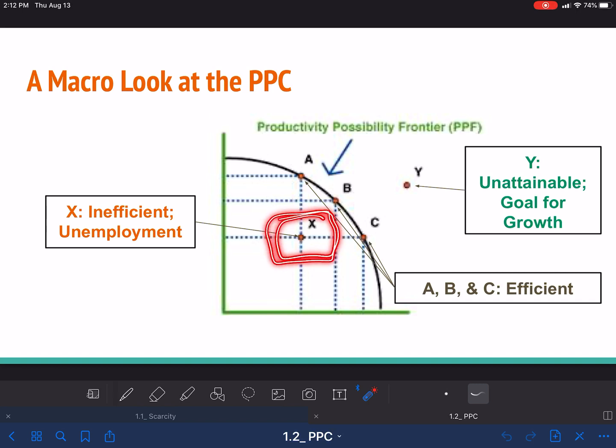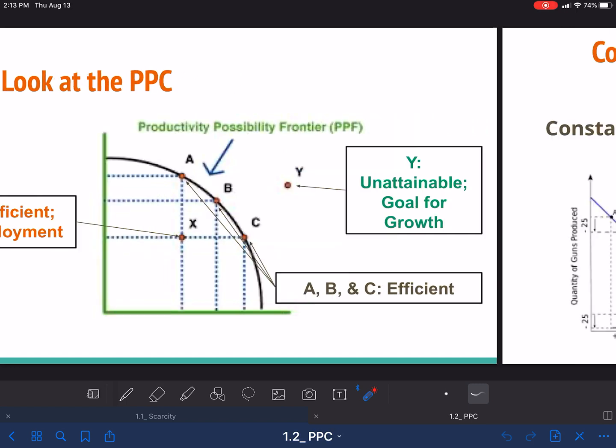Anything on the inside of the efficiency curve is inefficient, and this usually means unemployment is happening. So this point X, unemployment, is inefficient. It's inside the efficiency curve. And then point Y, way out here. Right now, this is unattainable, but this is what our potential for growth should look like. So why is Y unattainable? Well, if everything on the efficiency curve is 100% efficient, can we actually make anything at point Y? No. So those are the three points that we really care about on the production possibilities curve.